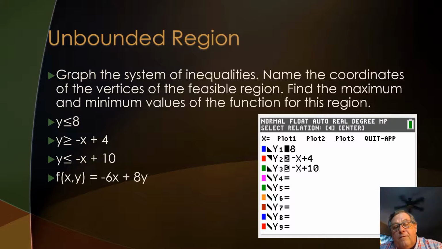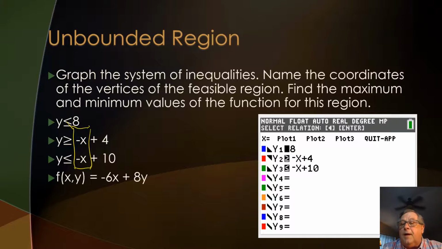Now, we got one fairly good clue as to why this would be an unbounded region. If you look right here, both of those inequalities have the same slope. And we know that if we've got the same slope, we've got parallel lines. And parallel lines are never going to cross each other. So that's a pretty good clue. This is going to be an unbounded region.